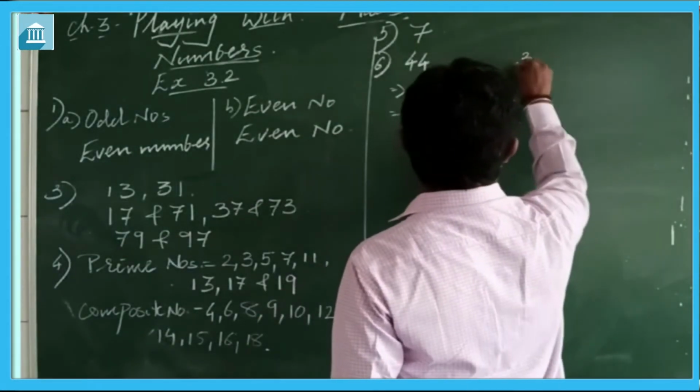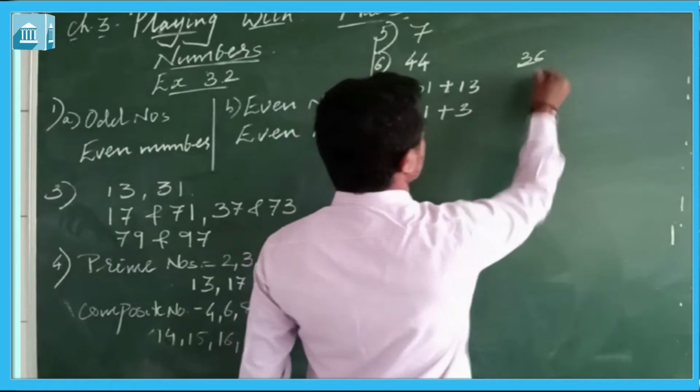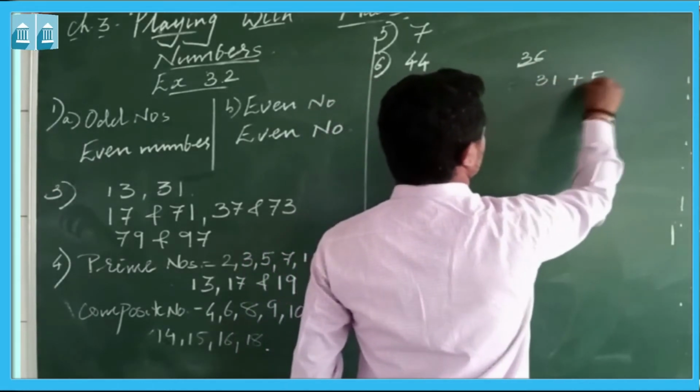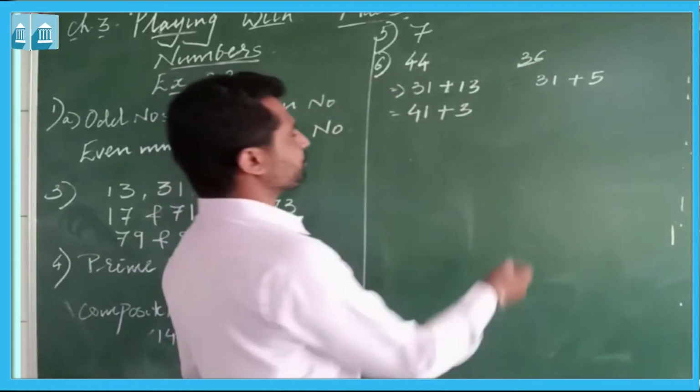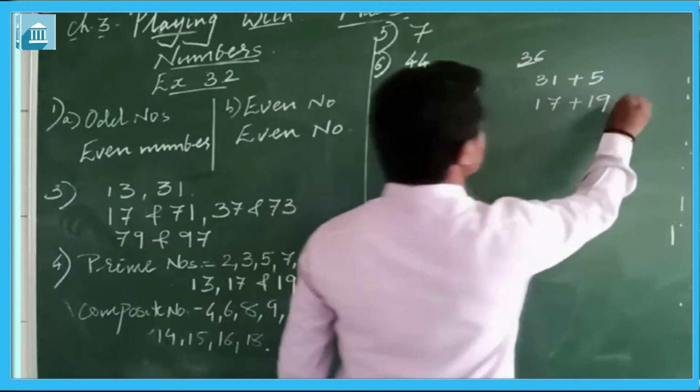Second number is 36. Again, here you can write 36 as 31 plus 5, or 17 plus 19.